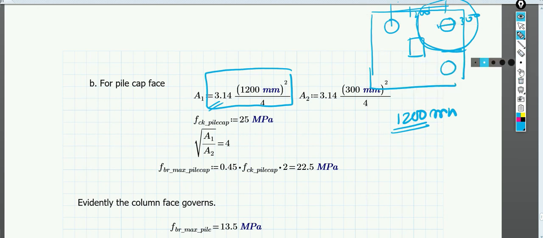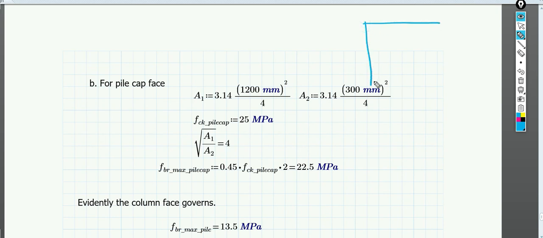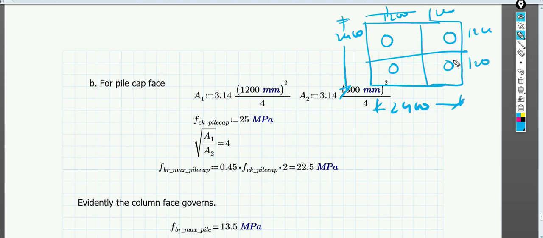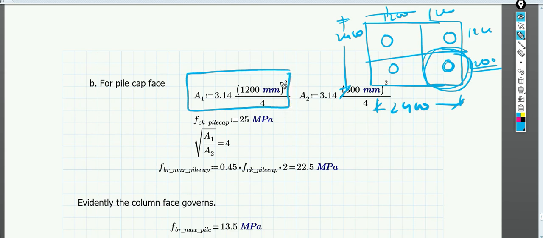Let me clarify it. So the total area was 2400 here, and this is 2400 here. We have 4 piles, so if I divide it something like this, it becomes what? 1200, 1200, 1200, 1200. Basically the diameter is 1200, right? So this area is considered as a pile is circular, so the area is also considered circular with a diameter of 1200. So that is why this is considered as A1 is pi 1200 square by 4.